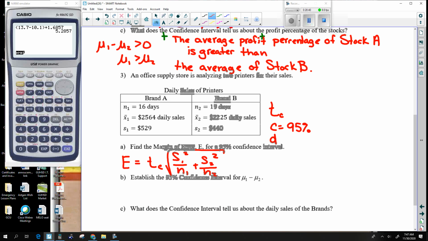We also need to know a degree of freedom, which is n minus 1. Now, again, as I mentioned before, what you do is you choose the smaller of the two n's, and you take the degree of freedom from it. So the degree of freedom in this particular case happens to be 15. And then you look this up on the T table.